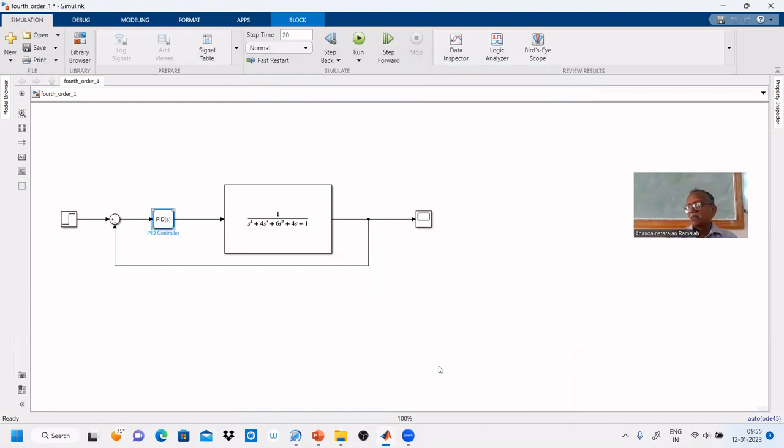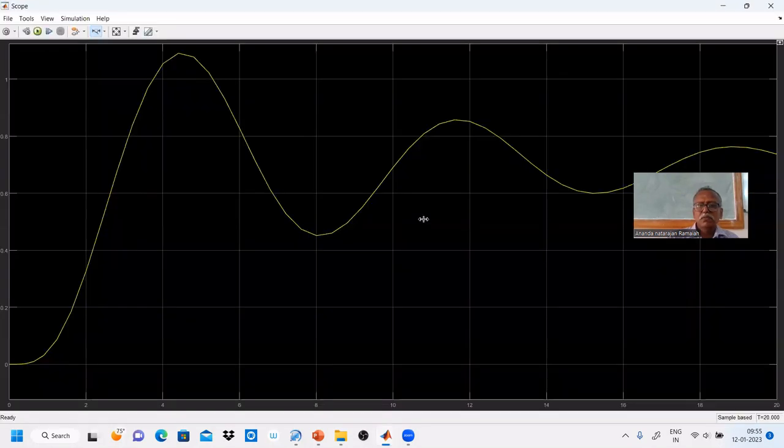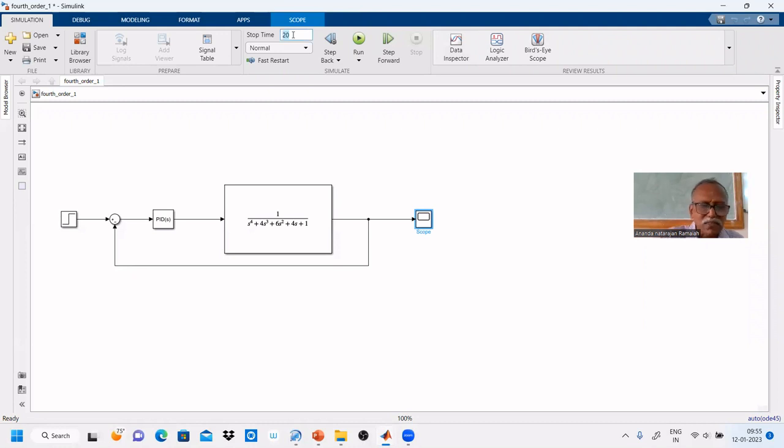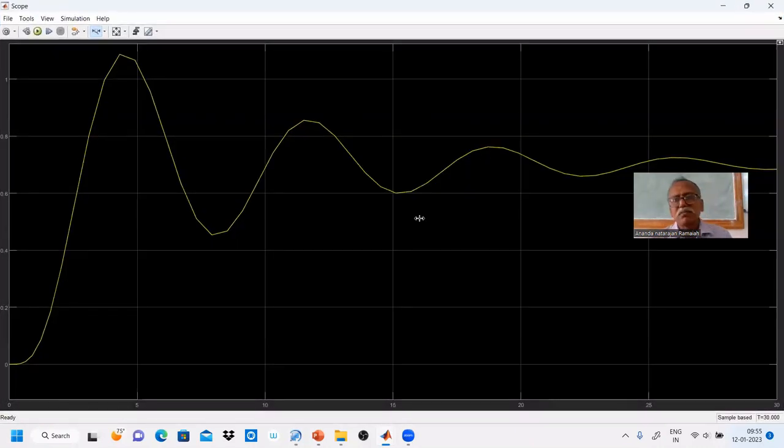Now we have to simulate. So proportional only controller simulation we have to do. Run. We have a step input. We have to see the response. The response is for 10 seconds only, but it is not yet settled. That's why let us make it 20. 20 is not settled, so let us make it 30. Yes, 30 almost settled, not yet fully. This is the response. But where is it settled? It is settled at about 0.75, not at 1.